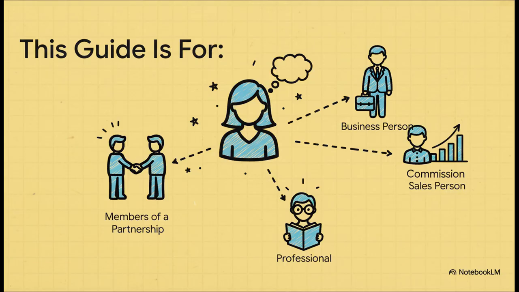So who are we talking about here? Well, the T4002 is specifically built for unincorporated, self-employed folks. This umbrella covers a lot of people. We're talking about sole proprietors. That could be a general business person, a professional like a consultant, or even a commissioned salesperson. And it also applies to you if you're a member of a business or professional partnership.